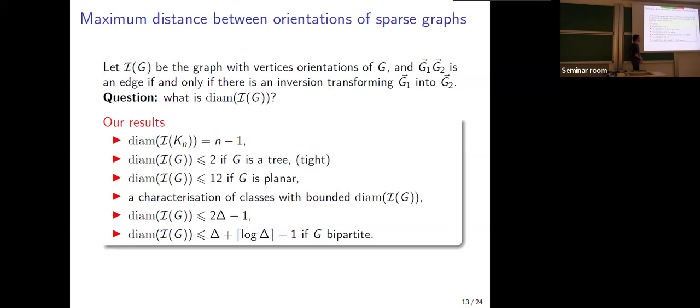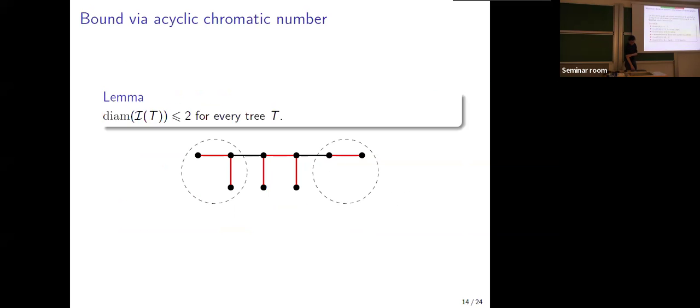And more generally, we have a characterization of graph classes with bounded inversion diameter in terms of already known parameters such as the acyclic chromatic number and the star chromatic number. I will explain it later. And for bounded maximum degree, we have more precise bounds, which are 2 delta minus 1, and delta plus delta minus 1 if the graph is bipartite. And so we'll see how to prove it. Okay, so let's start with trees.